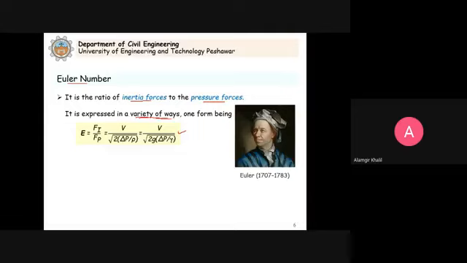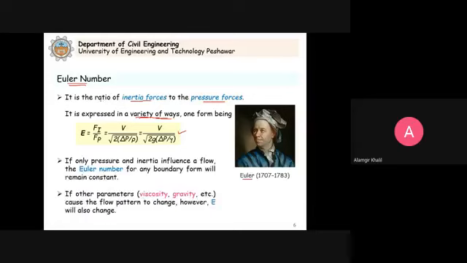Clear? So you see that Euler is actually famous for his contribution in pure mathematics. But you can see that the concepts that he developed, even today we apply to analyze problems in different engineering areas. But you see, Euler was a pure mathematician. So we name this number after him to honor his contributions. Clear? So this is known as Euler number.